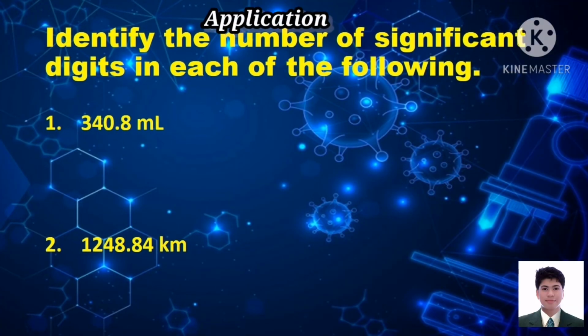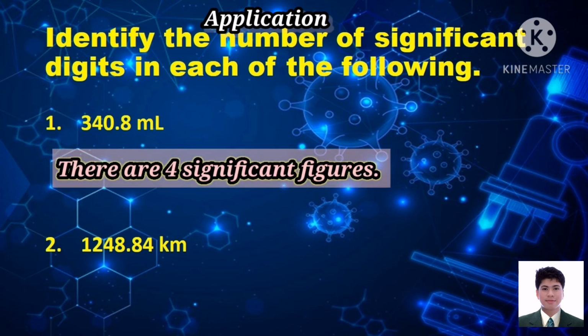Learners, to test your skills, you have to identify the number of significant digits in each of the following. In number 1, how many significant figures are there in 340.8 milliliters? So learners, what is your answer? Impressive. The correct answer, there are 4 significant figures.